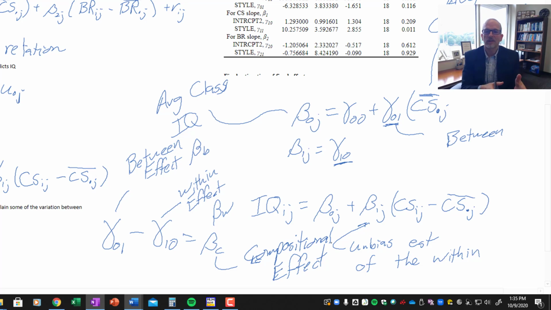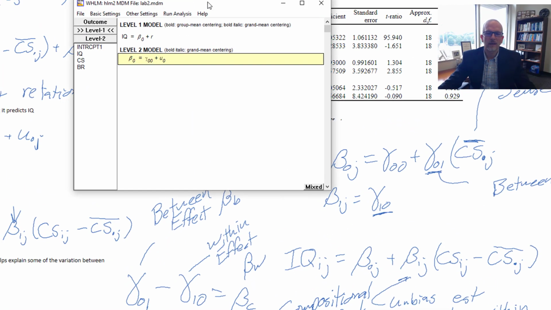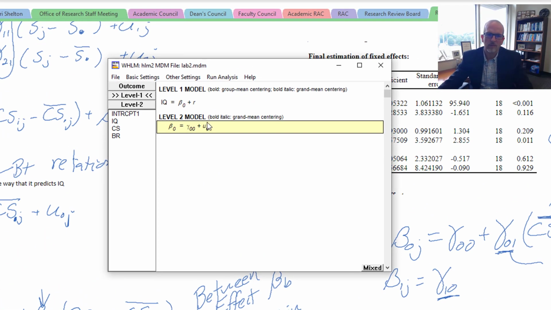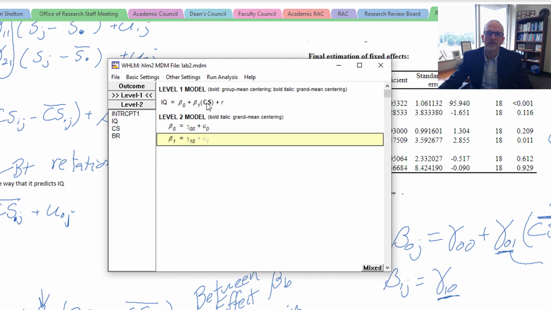Okay, so now we want to go to HLM. So we want to see what that compositional effect is in this case. Remember, we're trying to get a gamma 01, which is how the average or the aggregate common sense predicts my intercept. And we want to get a gamma 10, which is going to be the within effect. So if we go to HLM, and here I've already set it up, I've got IQ in here. Now we want to go ahead and put in as a group-centered variable common sense.